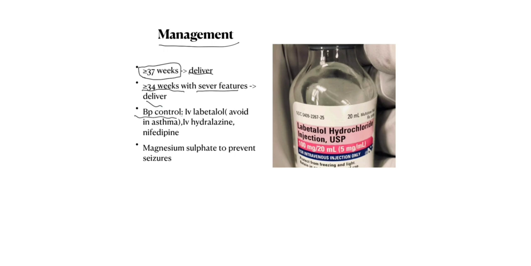And then you should control, obviously, the blood pressure. For that, we can use labetalol, we can use IV hydralazine, or oral nifedipine. So these are safe. These are medications, antihypertensives, that are safe in pregnancy. So then, IV labetalol, it is important to know something about it, that it is an alpha and beta blocker. So remember, in the question, if they give you someone who is asthmatic, who has asthma, you should avoid labetalol. Just go with hydralazine.